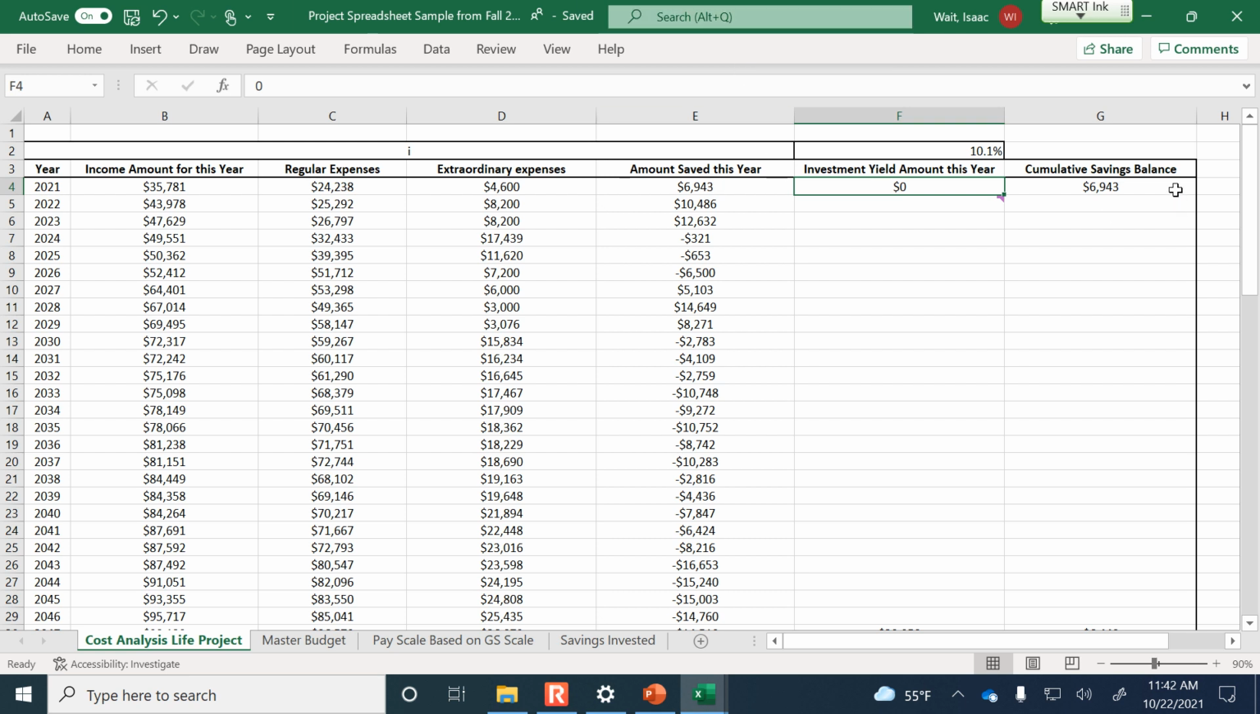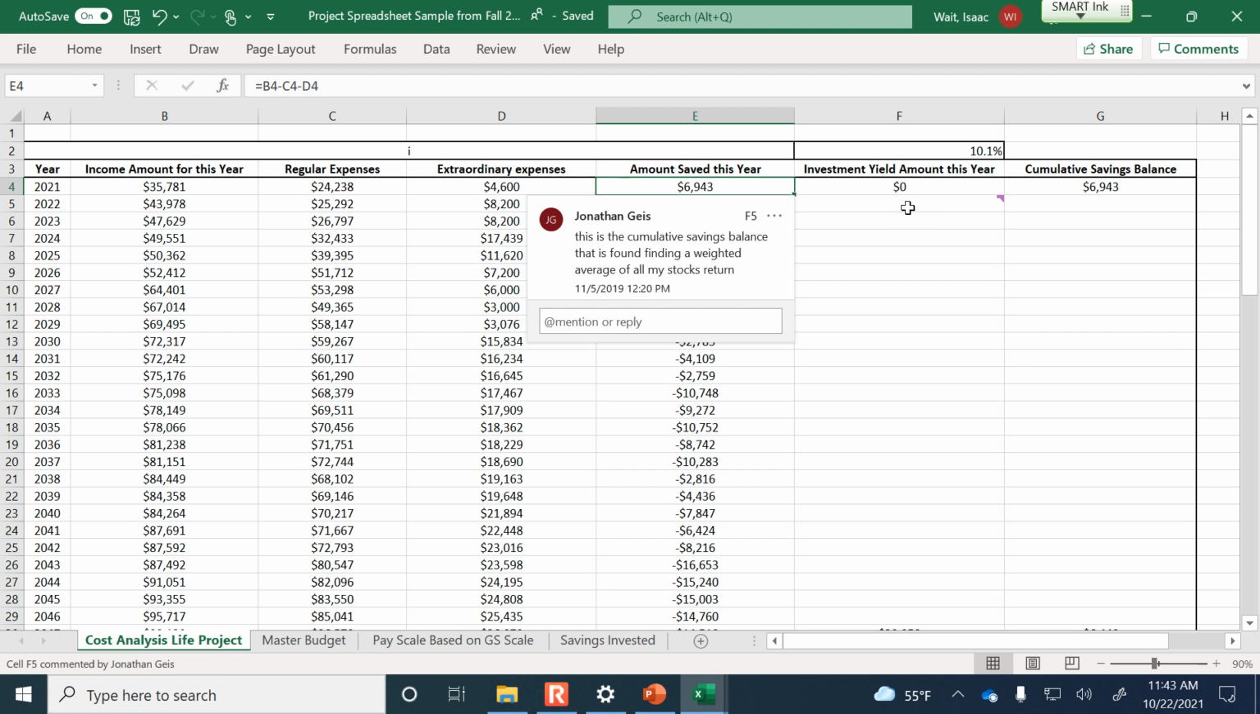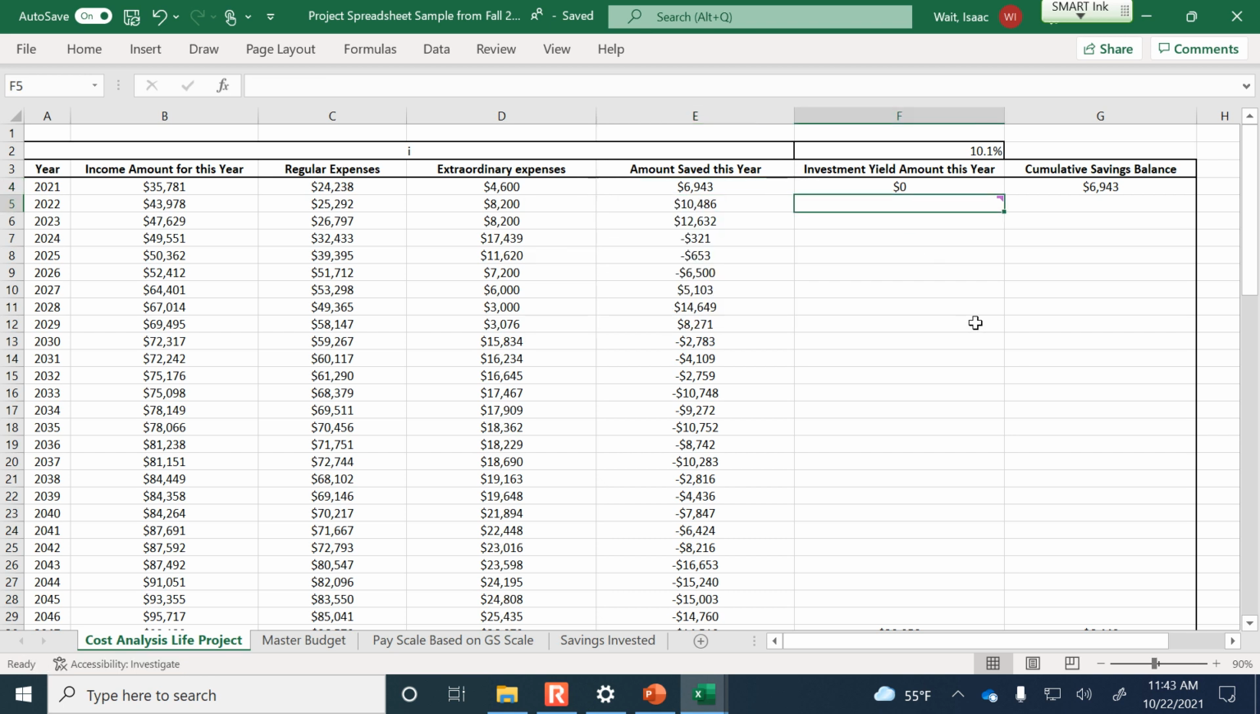Okay, so what that means is your savings balance for the first year is just how much you saved this year. Now, your investment yield is going to be last year's cumulative savings balance multiplied by the interest rate you're assuming that your assets are going to make. You've done some research about the stock market, and you're maybe thinking, I'll have some of my money in stocks, some of it in a savings account, some of it in bonds.